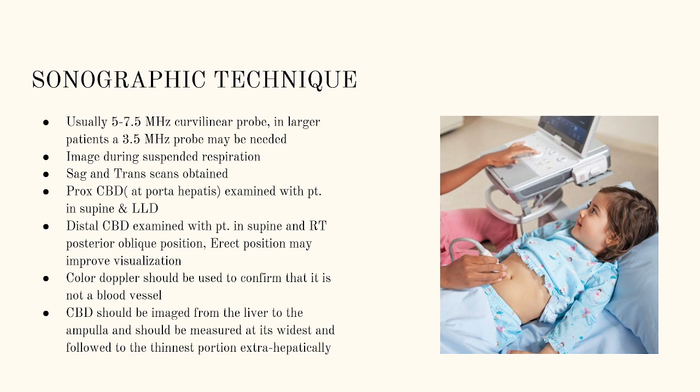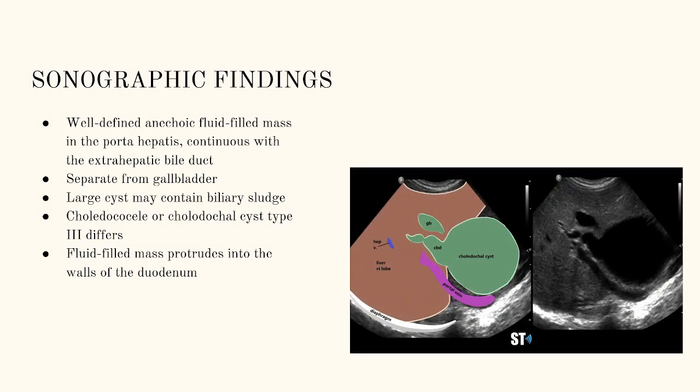Color Doppler should be used to confirm that it is not a blood vessel. All in all, the CBD should be imaged from the liver to the ampulla and should be measured at its widest and followed to the thinnest portion extrahepatically. Sonographically, we will see a well-defined anechoic fluid-filled mass in the porta hepatis that is continuous with the extrahepatic bile duct. The cyst should be separate from the gallbladder, and it is also good to note that larger cysts may contain biliary sludge.